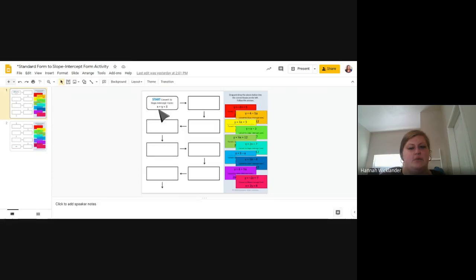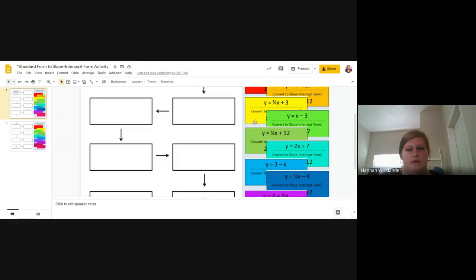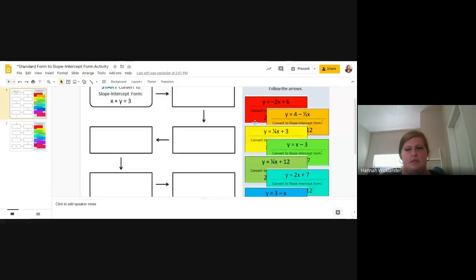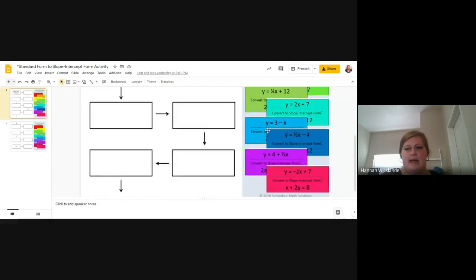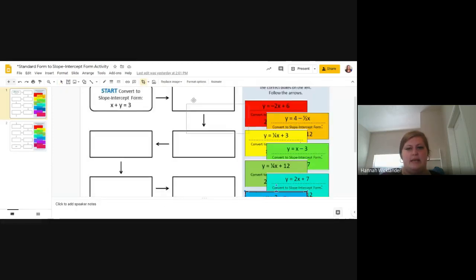Our first one is convert to slope-intercept form, x plus y equals 3. So slope-intercept form, y equals mx plus b. I'm going to move my x, so I'm going to subtract it, and I'll have y equals 3 minus x. Then I'm going to come over here and look at all of these little boxes. I'm going to zoom in. I want to find 3 minus x. This one is x minus 3. I want 3 minus x, which is this one. Then I'm going to take it and drag it up here to this box.